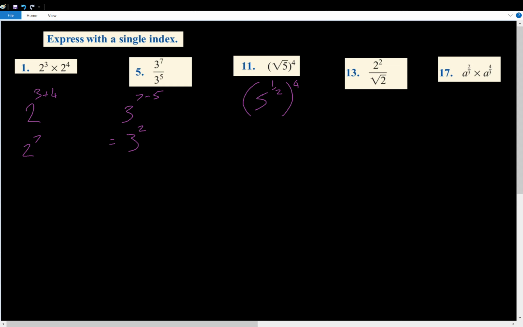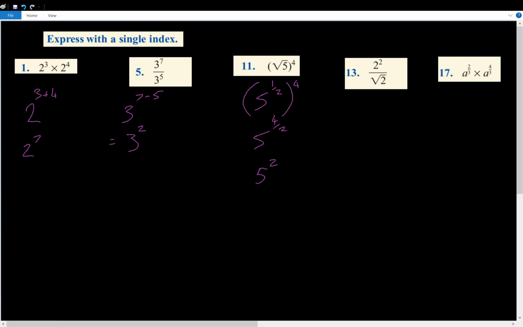And now we've got to use our power to a power rule, which says that we would multiply the powers. So this becomes 5 to the power of, and it's 1 half times 4, which is 4 halves. But 4 halves is just 2, so we just end up with 5 to the power of 2 for question 11.